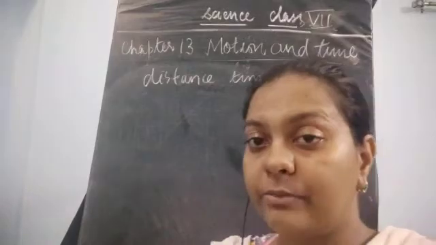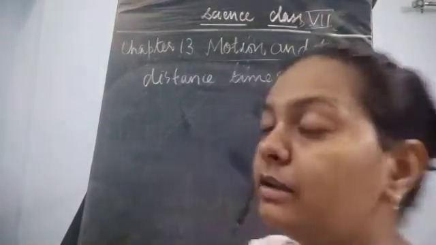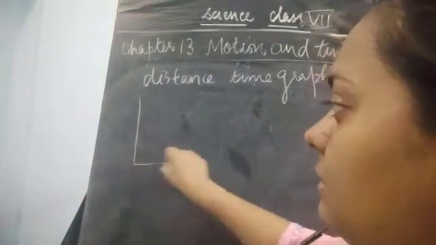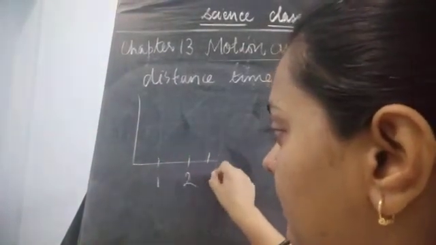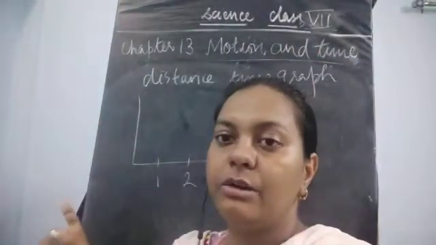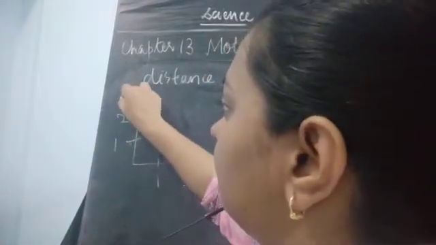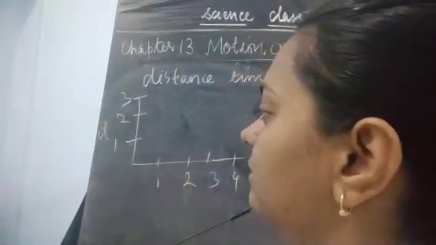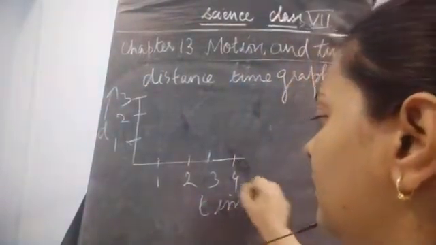Now, one more way by which you could understand whether an object is moving or not is very easy to understand. I'll just draw a simple graph and tell you how this is denoted. This is distance on the y-axis and time on the x-axis.